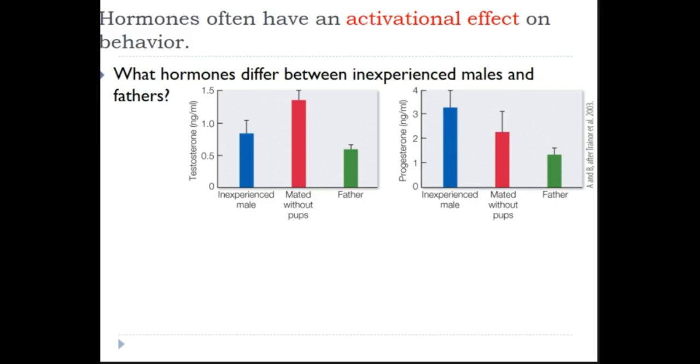And again, I'll ignore this bar for now because it gets a little bit confusing. But if you compare, again, here's the virgin male versus the father male. And this testosterone bar is a little bit lower. The error bars, if we were to fold that error bar down here, would almost be touching this one. I'm not even sure these are significantly different. They may be, but it's not a huge difference in terms of testosterone titers between the inexperienced male and the father. But look at progesterone. Inexperienced males have really high progesterone levels. And the fathers have very, very low progesterone levels.